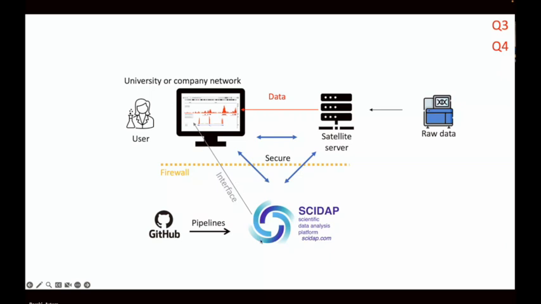So you go to SciDAP, you tell SciDAP, okay, we need to process this Barski file with this pipeline. This command is being sent to the satellite server. The satellite server would get raw data from the core facility or elsewhere, process the data, and then the data will be displayed in the interface here, which will allow the user to view the data without data being exposed outside the organization.